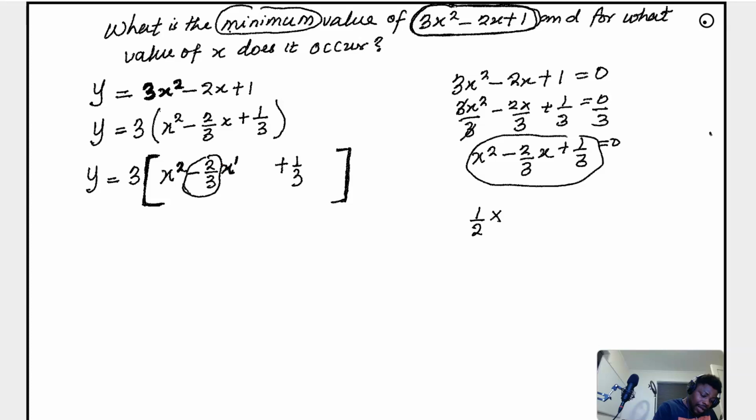The variable having power of 1, the coefficient is minus 2 over 3. So I want to halve it. Okay? So I will halve minus 2 over 3. So if I halve it, this will cancel this. I have minus 1 over 3. Then half it and square it. So I will square it now.